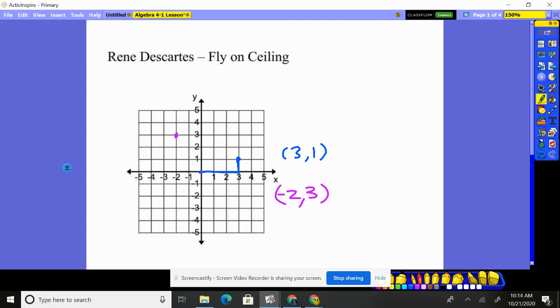Where would this guy be? Where's his point location? Well, you went over how much? You didn't go over any. So he's at the ordered pair 0, and then you went down, you had to reach down to -3. That's how we plot points on a coordinate grid or Cartesian plane. Okay, you should be familiar with that.